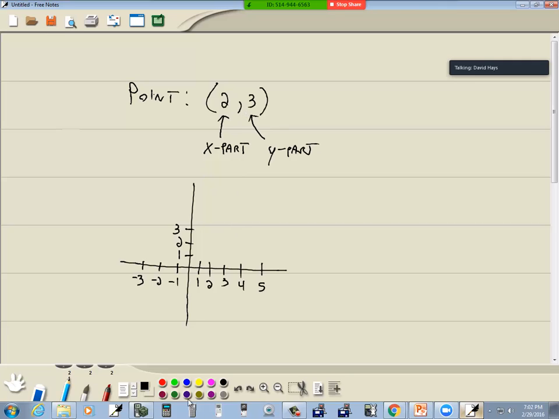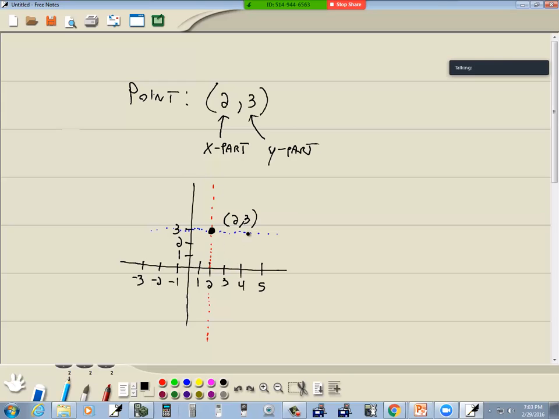So if I was plotting point 2, 3, we said our x part is 2. So I go to, on my x-axis where it's 2, and I draw a vertical line. We set our y as 3, so we'll go to where 3 is on our y-axis, and we draw a horizontal line. Now where they intersect is going to be where we put a point if we were to plot this point. So this point would be 2, 3.